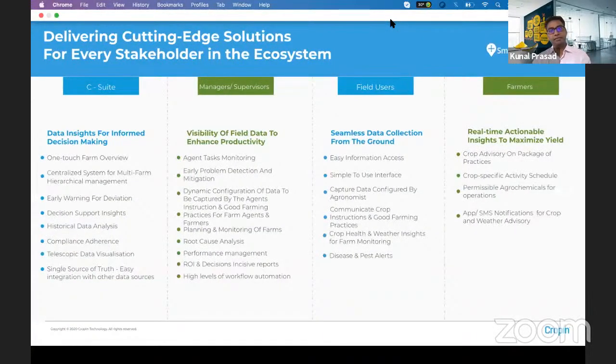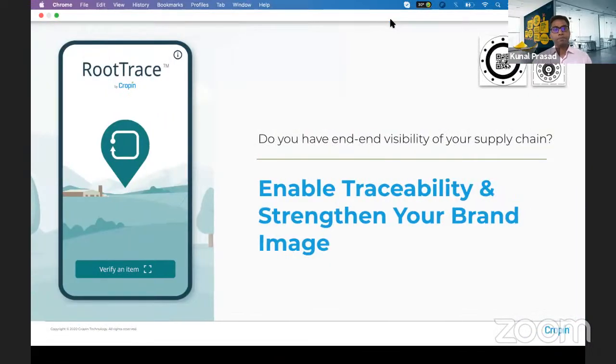The interface has value propositions for all of the people who are engaging on the platform. So we believe that unless everyone is seeing a positive value, the ecosystem doesn't really work. So from farmers to field users to managers to your C-suite to your end customers, everyone will have a positive value proposition for them to come and use this digital platform.